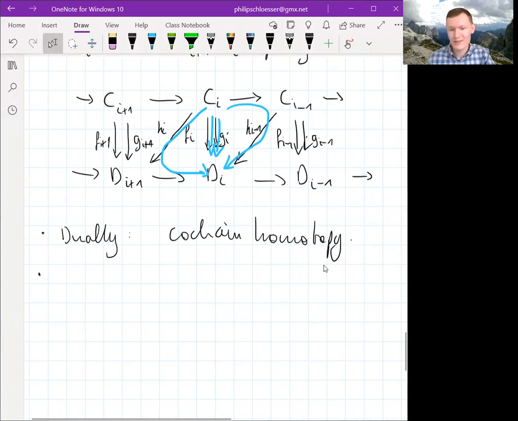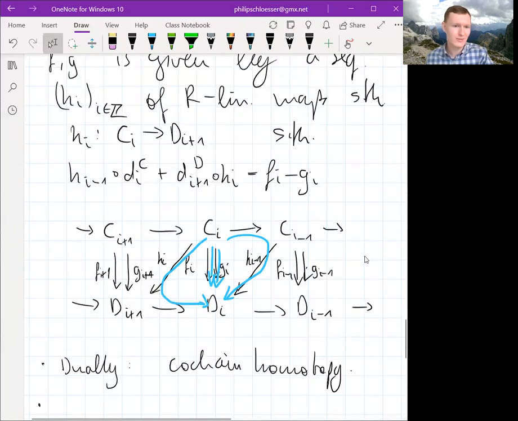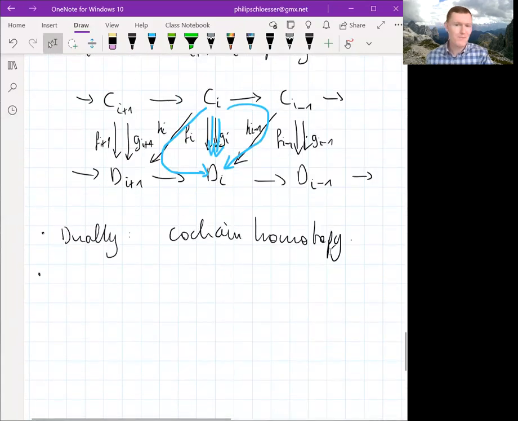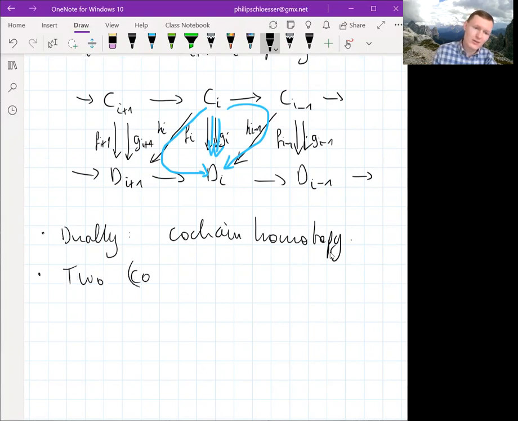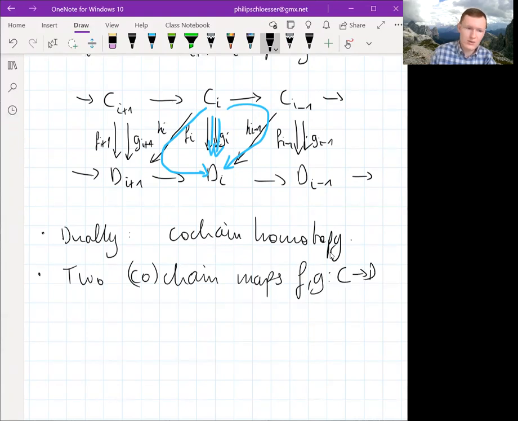And I guess now that we have some notion of homotopy, we can define the usual notions of what it means to be homotopic and what it means to be homotopy equivalent, namely two cochain maps or chain maps, f and g from C to D, are called homotopic.